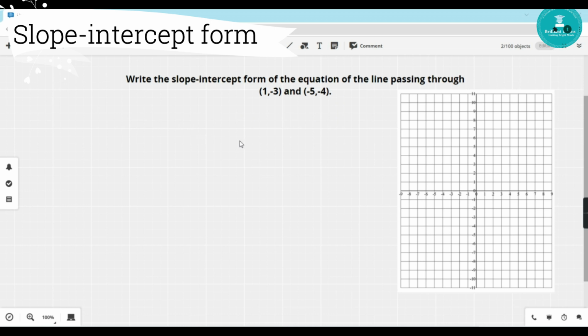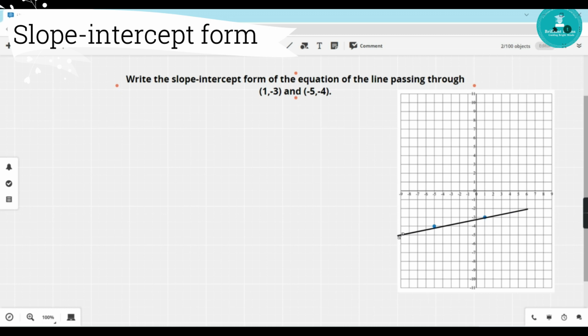Before doing anything, I am going to plot these points on this grid paper. Let's do it. The first point is 1 and -3, meaning x equal to 1 and y is -3. We place a point here. The second point is x equal to -5 and y is equal to -4. This should be the point. Okay, let's join them with a line. This is the line. I can extend the line too.